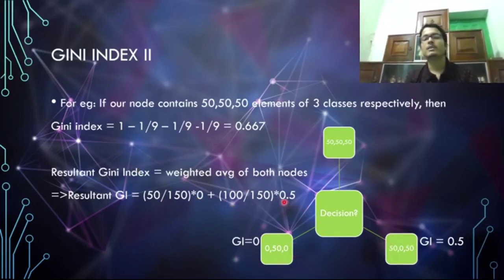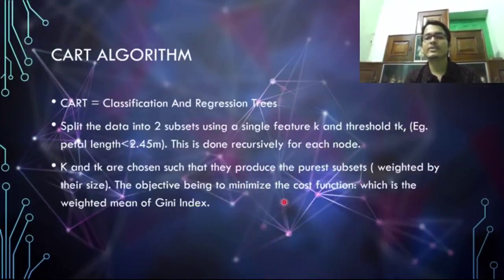So there is something known as the CART algorithm, classification and regression trees. What it does basically is split the data into two subsets using a single feature k and threshold tk. Example, petal length less than 2.45. This is done recursively for each node. So what does this CART algorithm say?